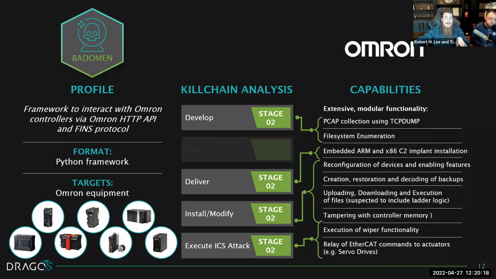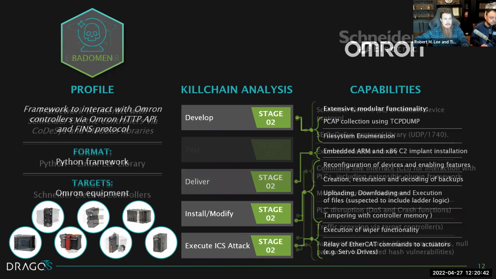Now, one of the more clever components of this capability is the ability to relay EtherCAT commands down to the actual physical equipment. So think like servo drives and things like that. So an ability not just to modify the PLC and its logic, but to speak through the PLC to the physical equipment. That's where you can tell that they can have a physical disruption, physical potentially destruction type effect.